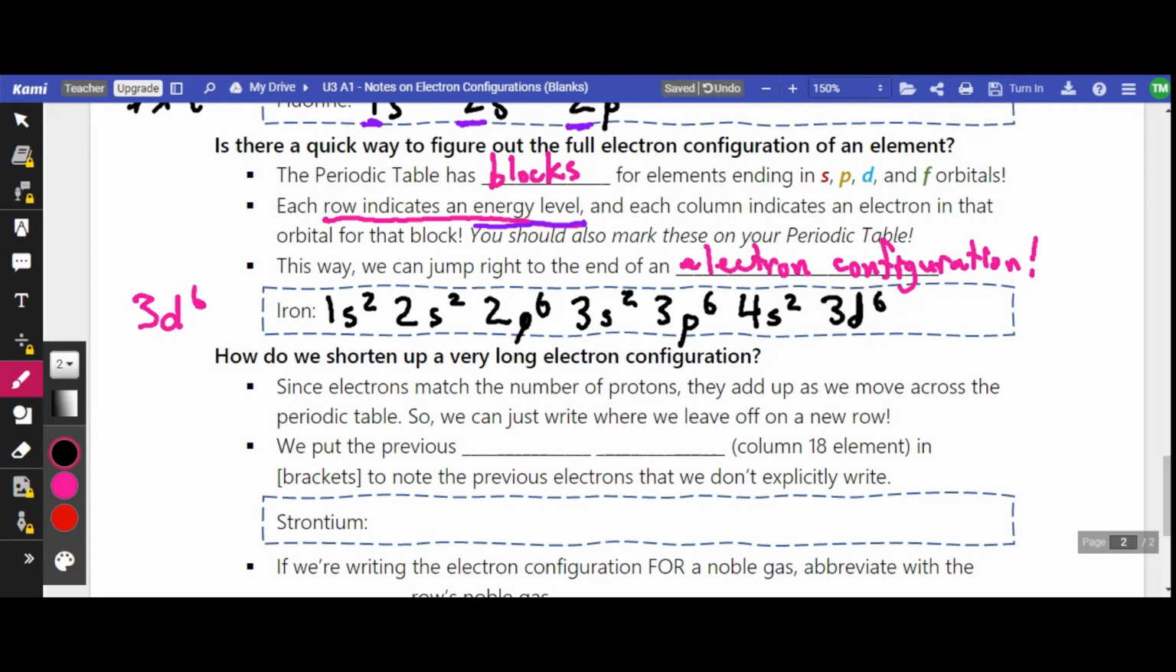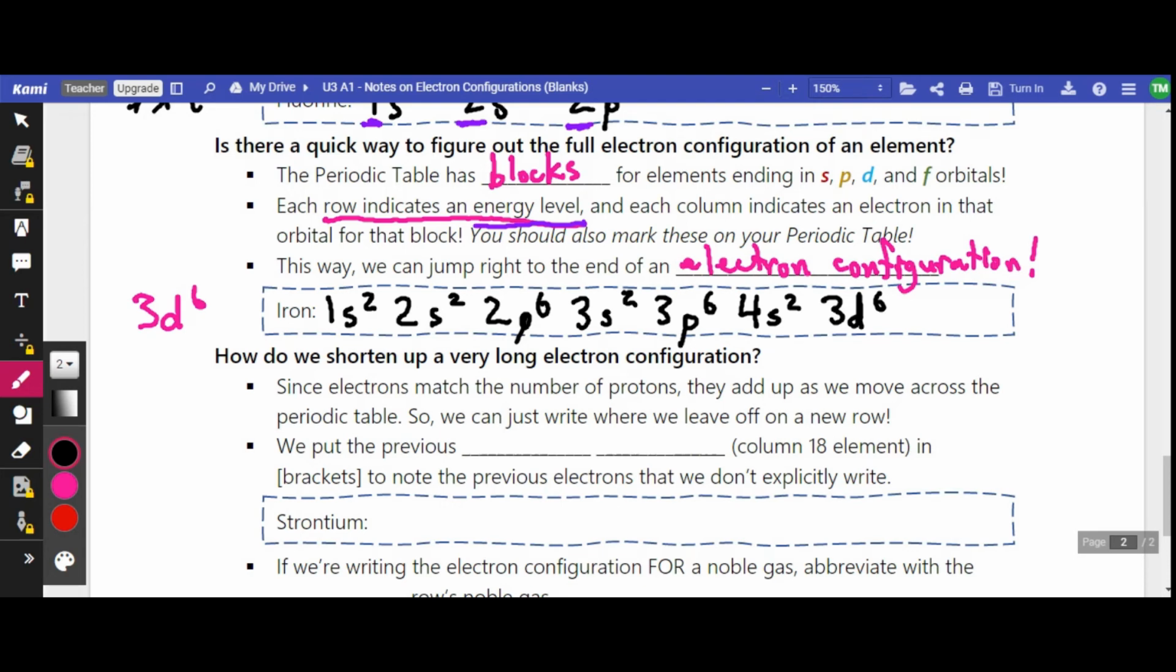Okay, and I can go back and add those up and check and make sure that I've got the right number of electrons. Iron should have a total of 26 electrons. We've got 2 plus 2 is 4, plus another 6 is 10, plus another 2 is 12, plus another 6 is 18, plus another 2 is 20, plus another 6 is 26. So all the electrons are there and accounted for, and rather than totaling them up and having to keep track as I write out the electron configuration, I can just jump right to the end.